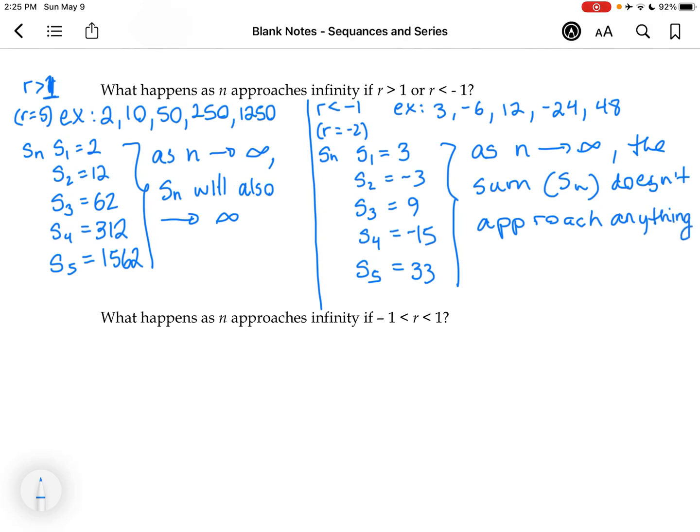It keeps flip-flopping over zero. Half of them are positive, half of them are negative. Okay, so now what I'd like to do is look at another example.